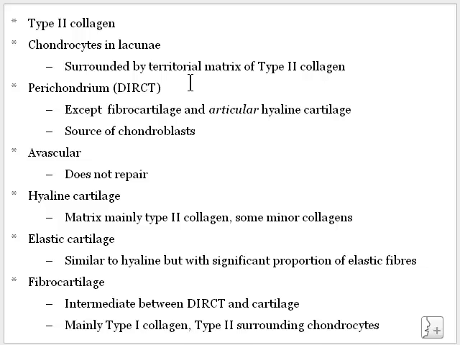Most cartilage is covered on its surface by a dense irregular connective tissue sheath or membrane called the perichondrium, which means surrounding the cartilage, and exceptions to this are the type of cartilage called fibrocartilage and a specific type of hyaline cartilage called articular hyaline cartilage, and we'll look at these in more detail when we look at the slides. And where a perichondrium is present, it's undifferentiated stem cells present in the perichondrium which give rise to chondroblasts, the cells which are capable of secreting cartilage.